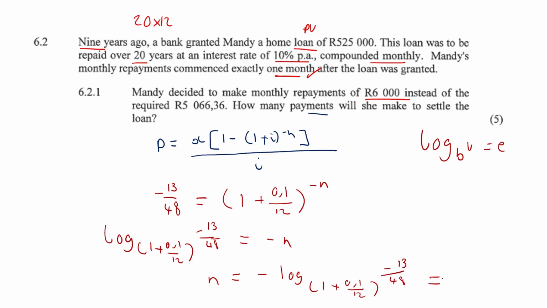Just plug all that good stuff into your calculator and you will get 157.40. n is equal to 157.4. But can you make 0.4 or 0.40 payments? No. So we round off that answer to 158. And that's our answer.